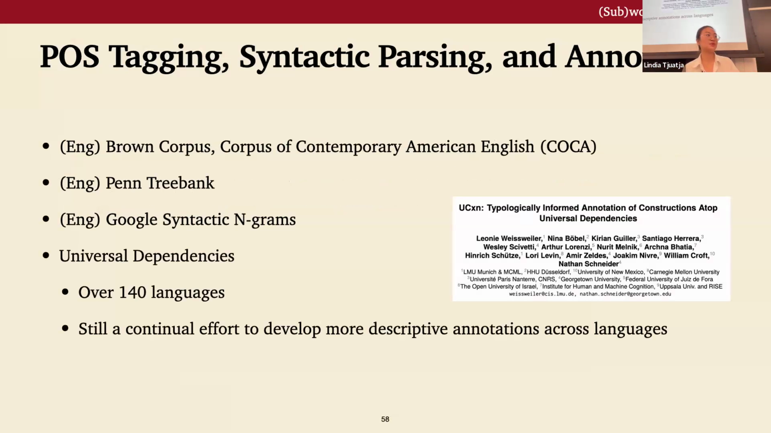So here are just some examples of corpora. In English, some major ones are the Brown corpus and COCA for part of speech tagging. For constituency parses, there's the Penn Treebank. For dependency parses, we also have Google Syntactic Ngrams, and then Universal Dependencies. This one is actually quite interesting. There's over 140 languages with a bunch of dependency parses. And it's still a continual effort to develop more and more descriptive annotations. So very recently, this paper came out to have a layer of constructions on top of existing Universal Dependencies parses.